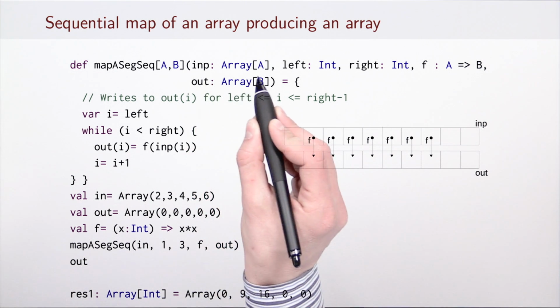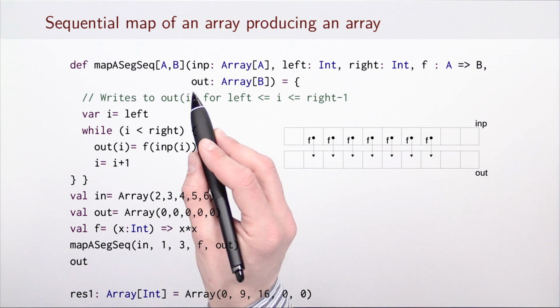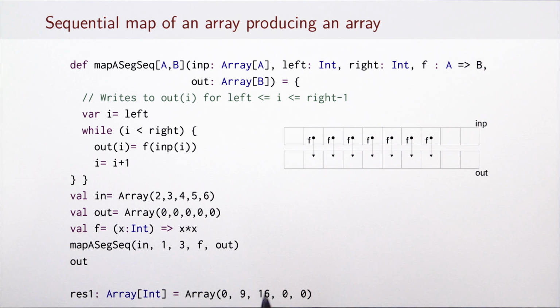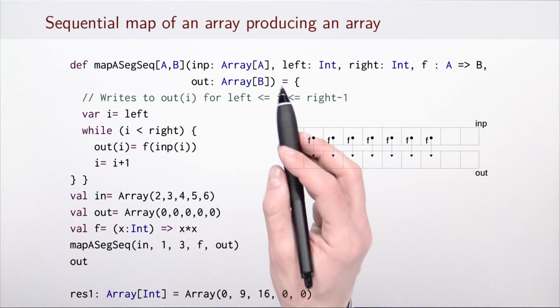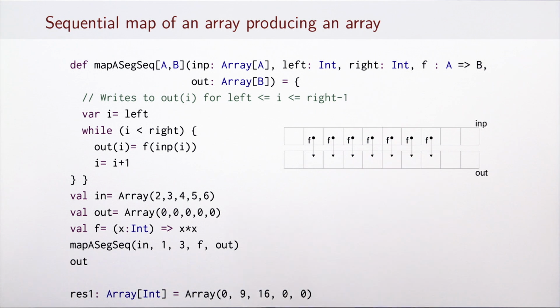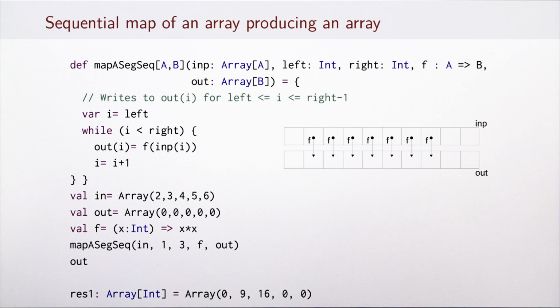It would take an input array, denoted by inp, and it also takes as argument an output array to which the result should be written. To indicate which part of the array should be processed, we have the indices left and right, and the processing should start at left and stop at right -1. The function to be applied is again passed as argument. This is the function f. Let's look first at a sequential implementation of such function.